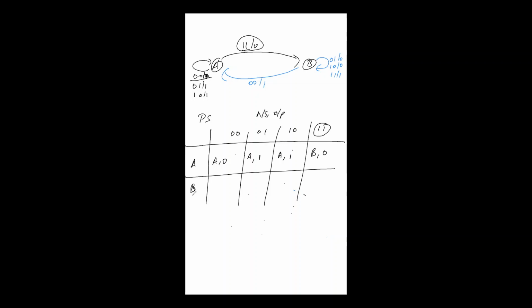Now you are at B. Present state B, inputs are 00. Check this one. You are at B, giving 00, so you will go to A with output 1. Right? If you are having 01, 01 is this condition, you are remaining at B and output is 0. This is the state table.